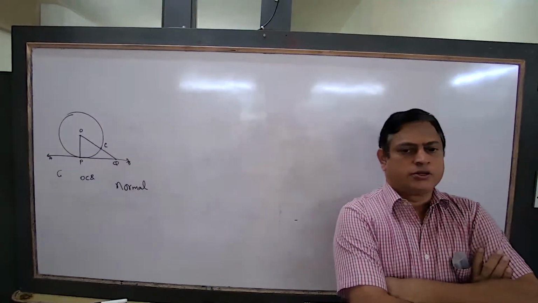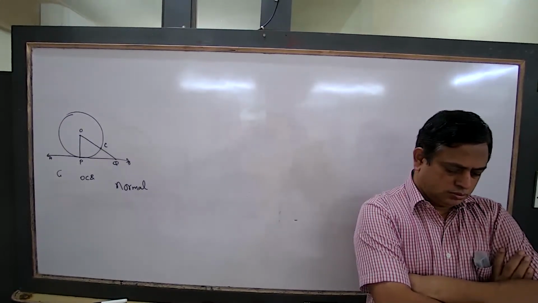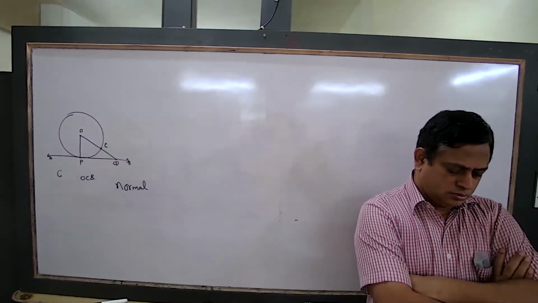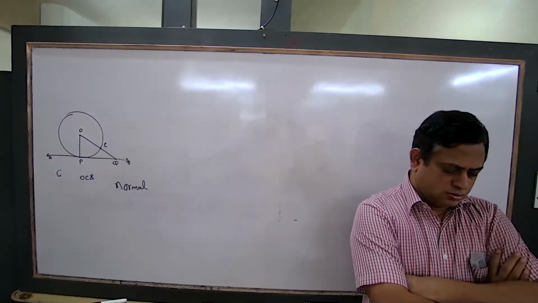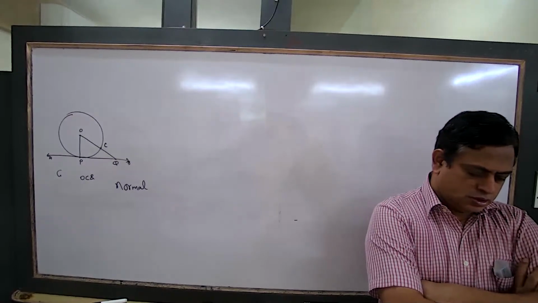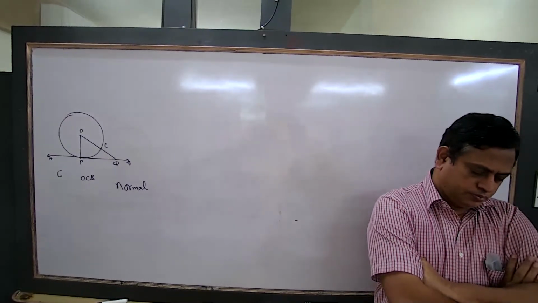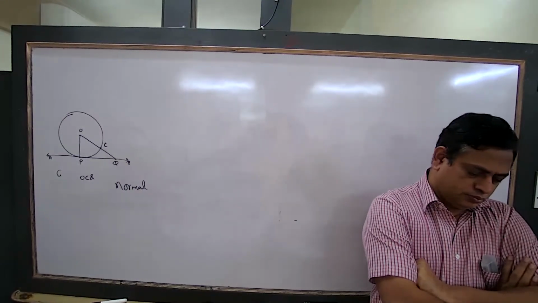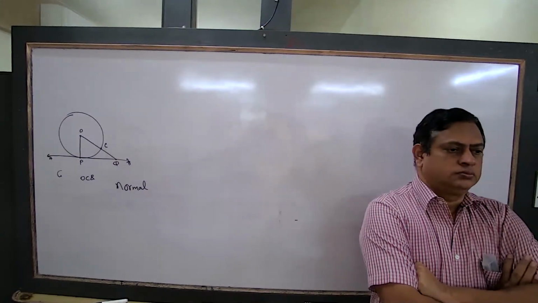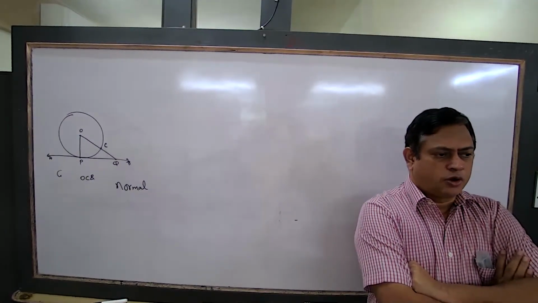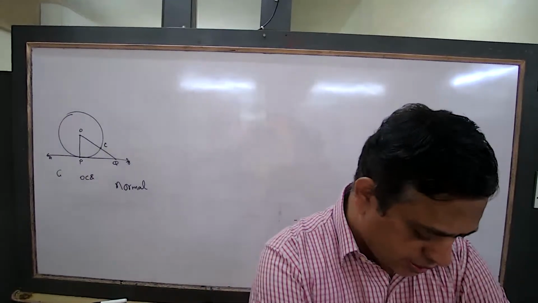Okay. In the second case, there are two common points A and B that the line PQ and the circle have. In this case, we call PQ a secant of the circle. In the third case, there is only one point A which is common to the line PQ and the circle. In this case, the line is called a tangent. One point is common between the circle and the line. That is called a tangent to the circle.